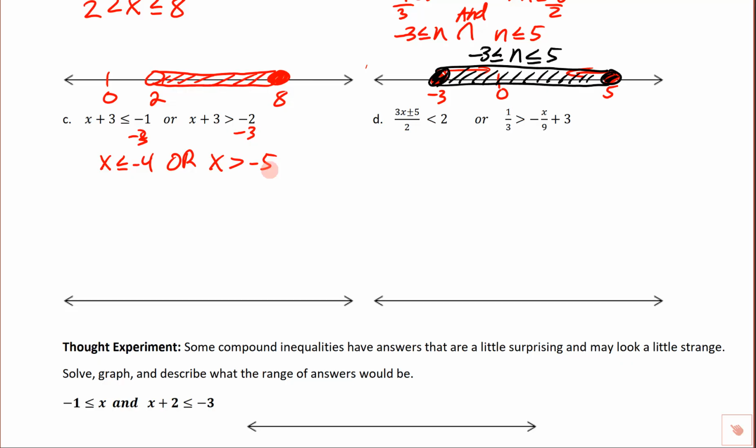So let's see what happens here. I've got 0 here, I've got -4 here, and I've got -5 here. Let's do the -4 first. So we're going to fill that in, and we want the numbers that are less than that, so we'd shade this way. And we've got x is greater than -5, so we're going to put a circle there. It's not filled in, but then we want them bigger, so that's going to be shaded in that direction. So this is kind of interesting. On this one, remember, any type of shading is okay.